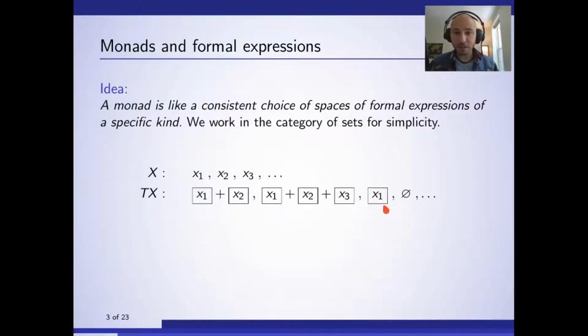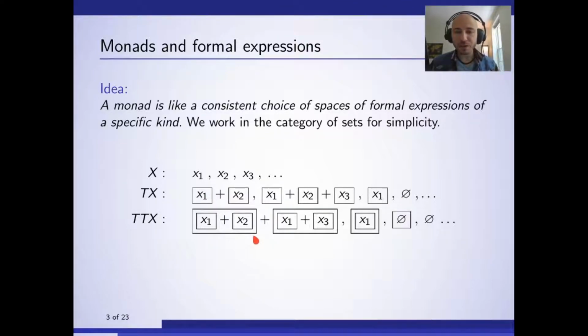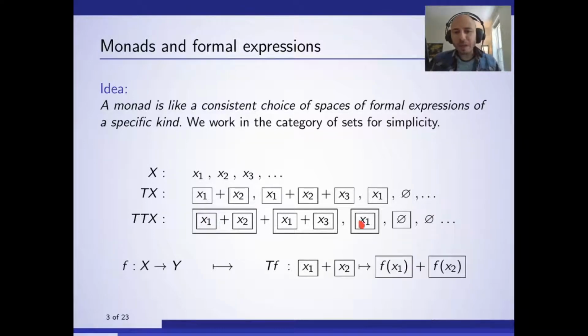Now the functor is an endofunctor, so it returns a set of these expressions so we can iterate it. And we get formal expressions of formal expressions, namely nested formal expressions. So with two levels of boxing. So you see the plus in here has no access to the inside of this large box, but the plus in here does. It just doesn't have access to the innermost level. And on functions, so on morphisms, well, you apply the function box-wise or element-wise. So if you have x1 plus x2, then tf just applies f inside each box. Okay, that's the functor part.